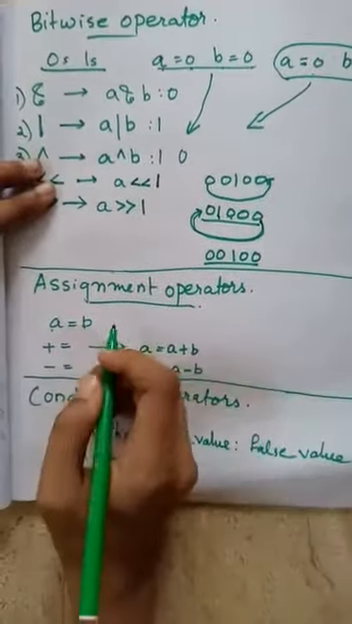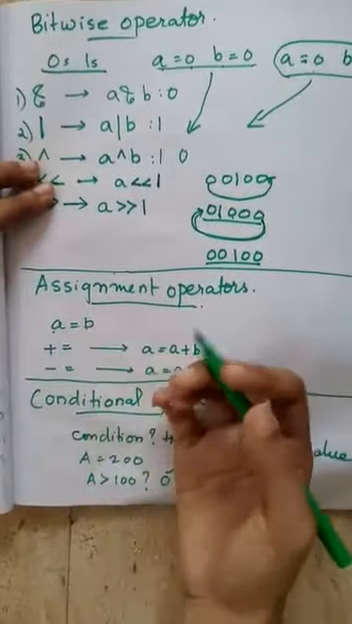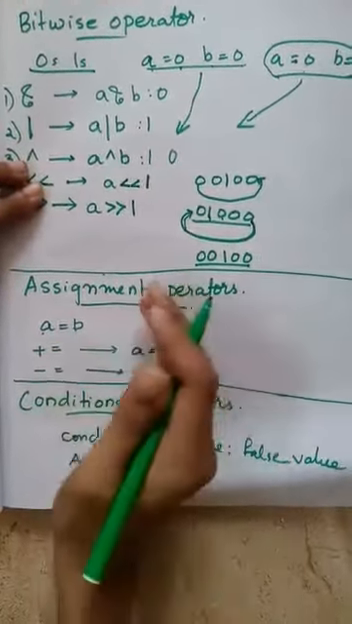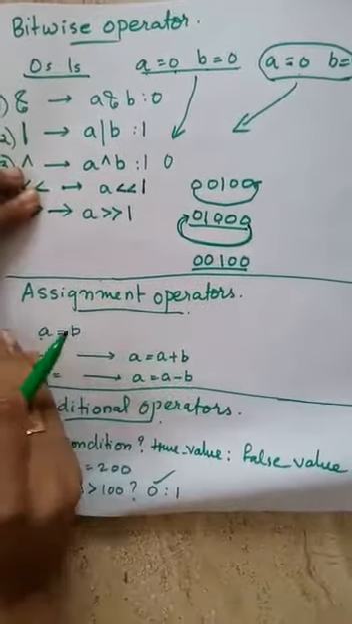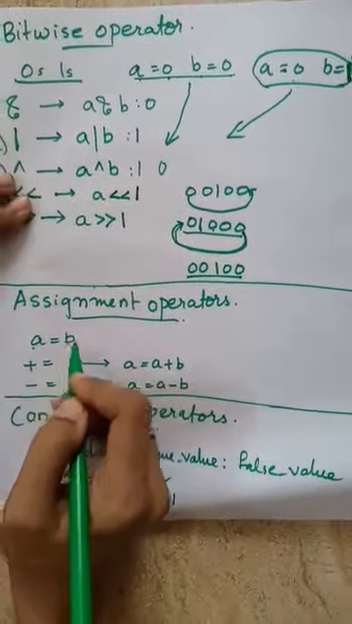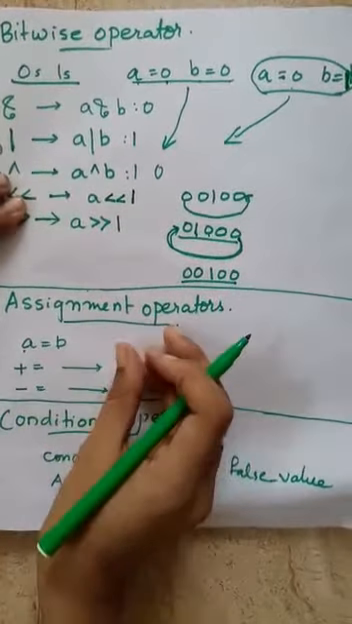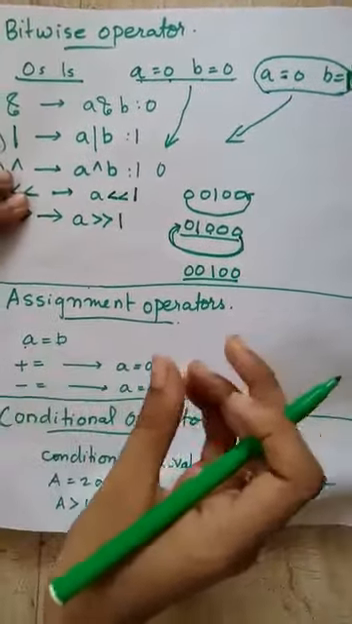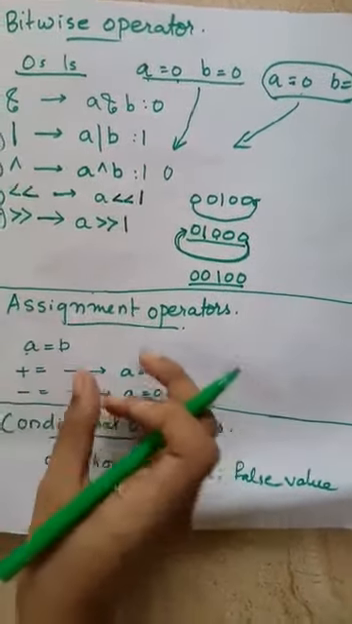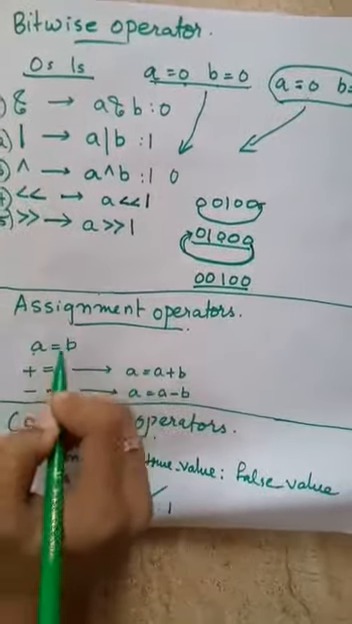Next is the assignment operator. Assignment is simple, it is simply assigning some value to an operand. If we give A is equal to B, it is assigning the value of B to A. That is, the value from the right side operand to the left side operand. We are assigning the value of B to A. That is the assignment operator.